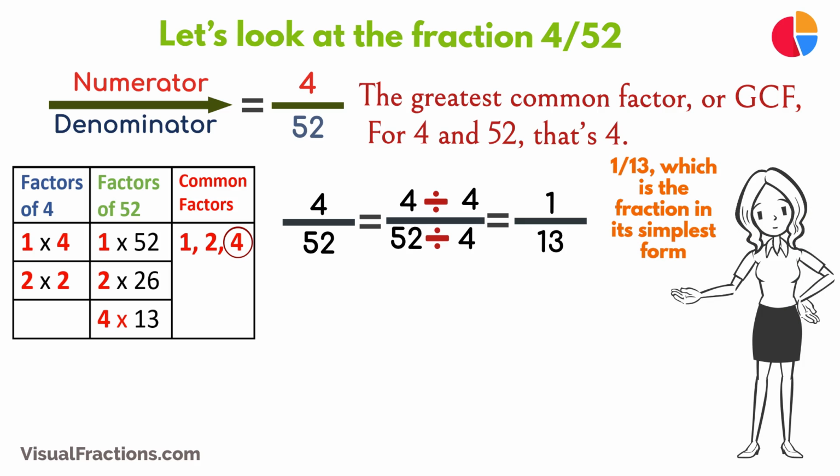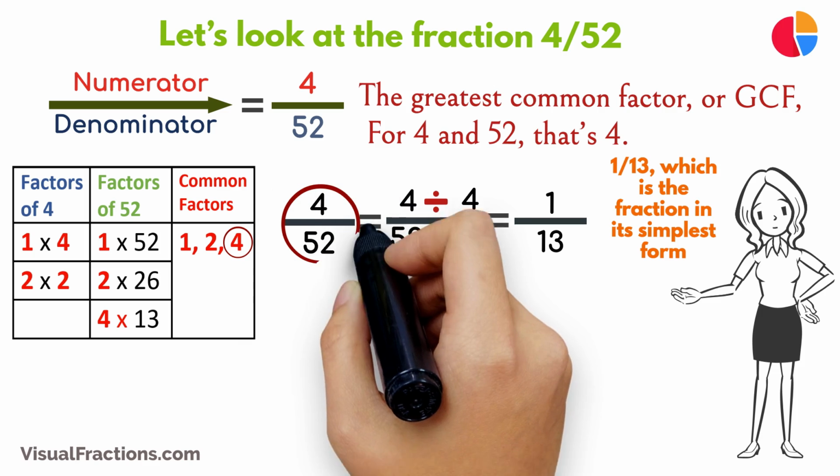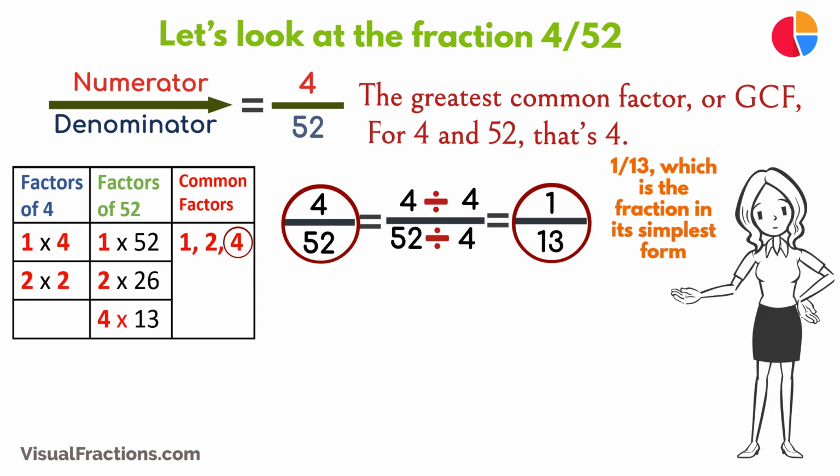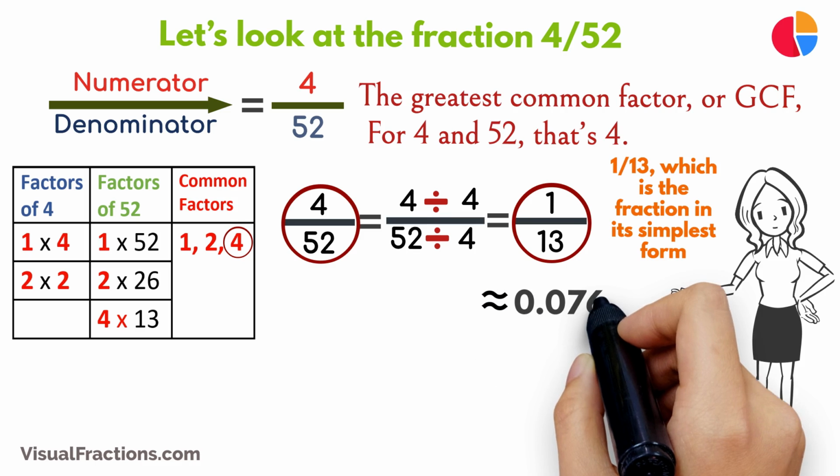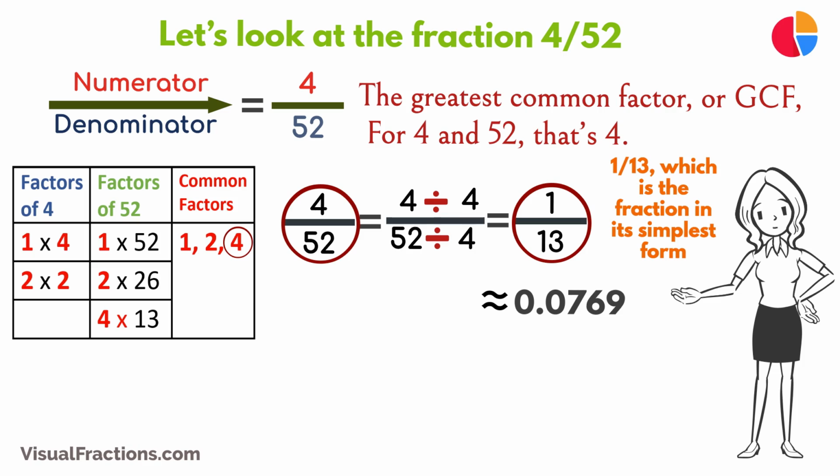any further. It's interesting to note that both the original fraction 4/52 and the simplified fraction 1/13 represent a specific value when compared as decimals. The exact decimal for 1/13 is approximately 0.0769. This shows that although their appearance may change, their value remains consistent.